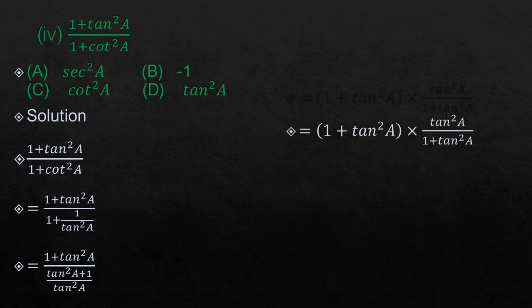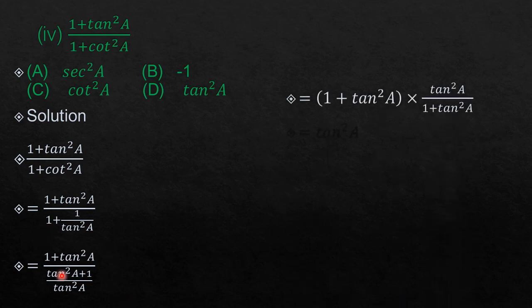Again solving this, what will you get? You get 1 plus tan square A, and this denominator will be reciprocated, and you get tan square A upon 1 plus tan square A. So 1 plus tan square A and 1 plus tan square A cancel out. So you get tan square A, and hence option D is correct, that is tan square A. So this is the fourth part of the fourth question.